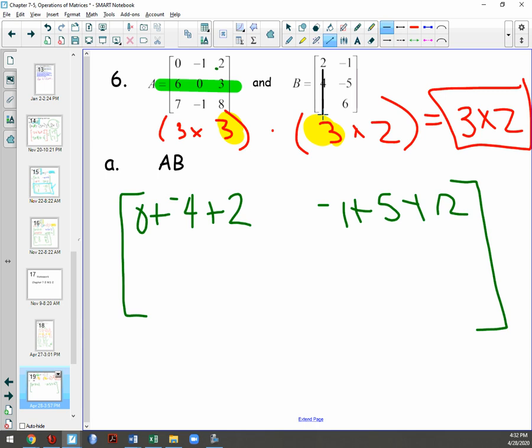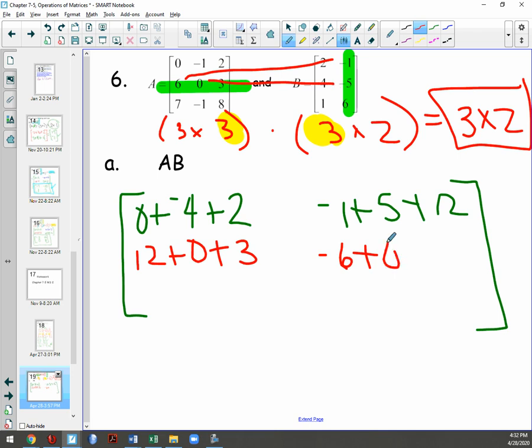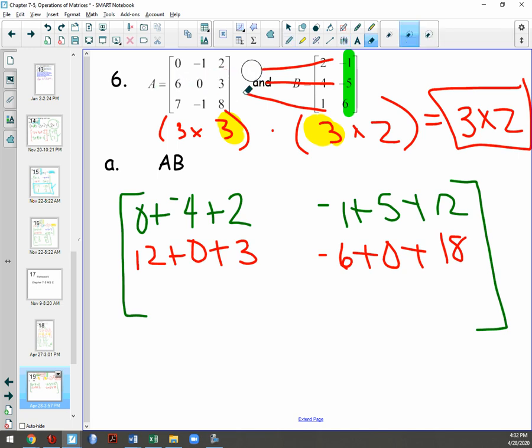Row 2, column 1. Okay, so I'm going to go ahead and do this. 6 times 2 is 12, plus 0 times 4 is 0, plus 3 times 1 is 3. So I'm going to go ahead and erase this. And I'm going to do row 2 with column 2. So that's going to be 6 times -1, which is -6, plus 0 times anything is 0, plus 3 times 6, which is 18.